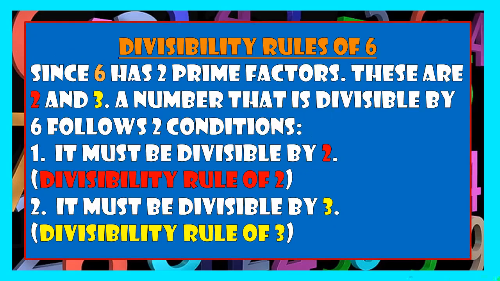Now, what about the divisibility rules of 6? Since 6 has two prime factors, these are 2 and 3, a number that is divisible by 6 follows two conditions. Number 1, it must be divisible by 2. Number 2, it must be divisible by 3. In other words, in order to tell that a number is divisible by 6, a number must be both divisible by 2 and 3.